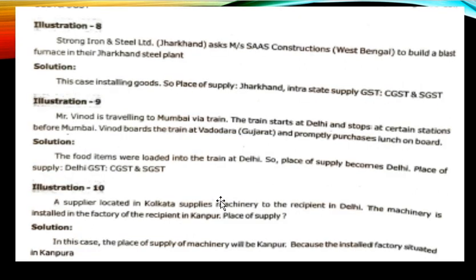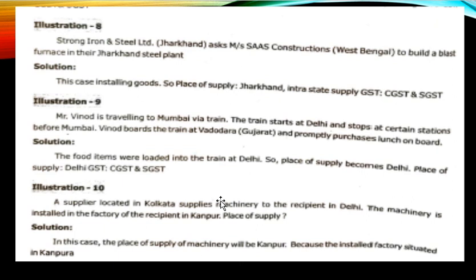The next illustration: Strong Iron and Steel Limited, in Jharkhand, asks SAS Construction, West Bengal, to build a blast furnace in their Jharkhand steel plant.